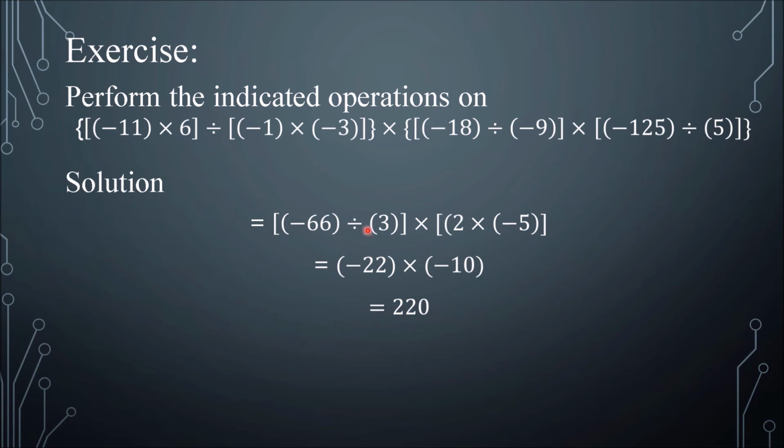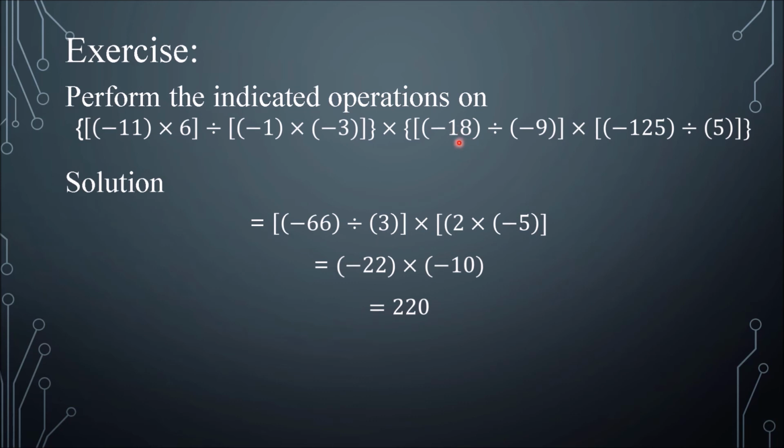So let's have an exercise. Perform the indicated operations on negative 11 times 6 divided by negative 1 times negative 3 times negative 18 divided by negative 9 times negative 125 divided by 5. So first, let's have negative 11 times 6. That is negative 66. Negative 1 times negative 3, that's positive 3.